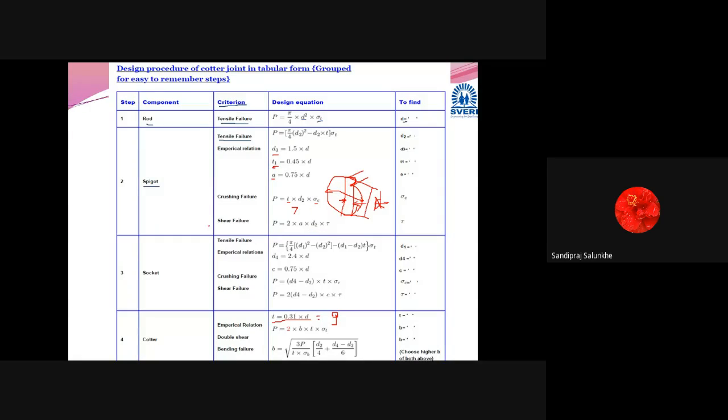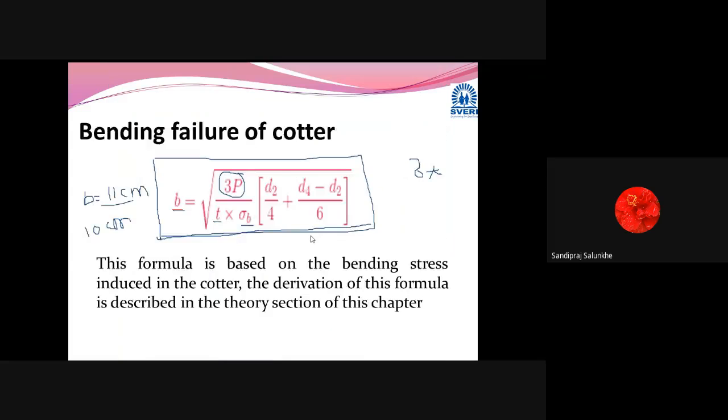Next, we are going to check the shear failure also for this spigot. And in that shear failure, we have considered that the area which is undergoing the shear is this much area, this cross-sectional area. Already we have described it in that slide. I'll repeat that slide once again here.